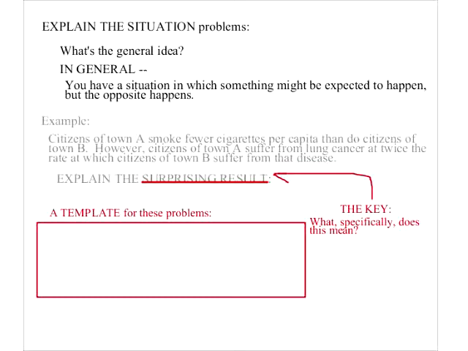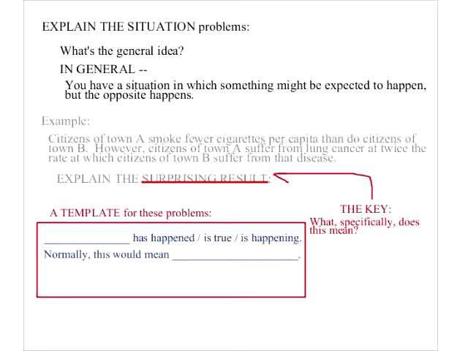All right. Normally, in general, this is the kind of thing that has happened, or is true, or is happening. Normally, this would mean blank. But this time, blank has happened, or is true, or is happening instead.